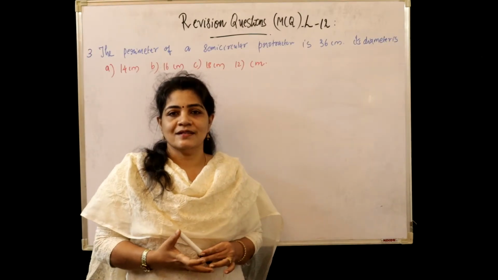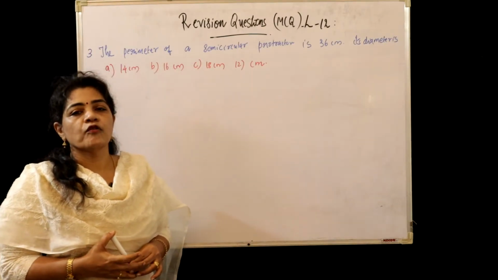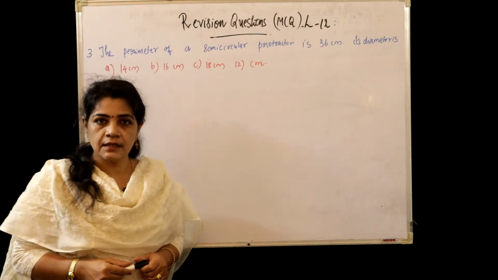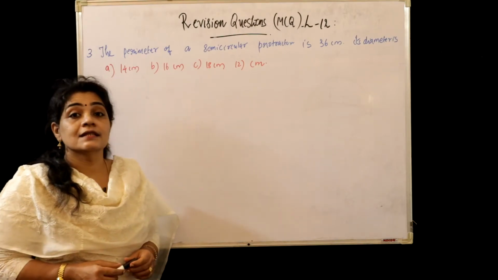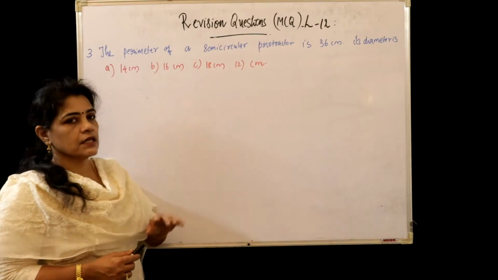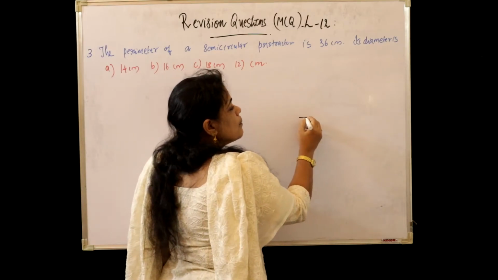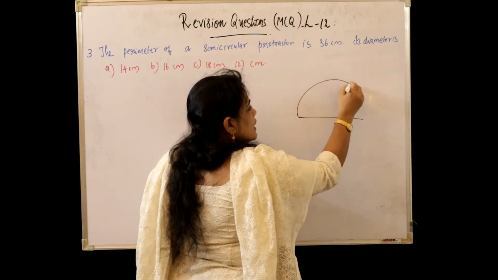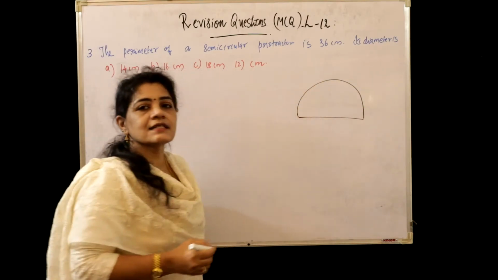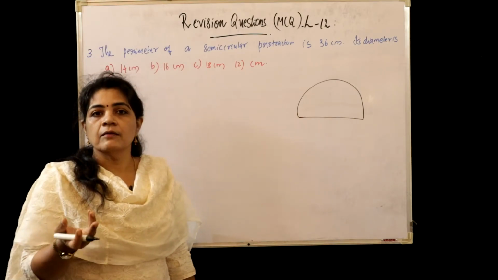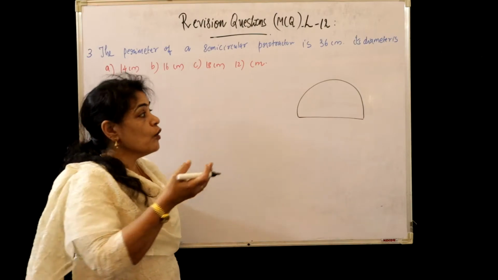Now the third question. The perimeter of a semicircular protractor is 36 centimeter. What is its diameter? The four options are given. We can draw a semicircular protractor, and its perimeter is given. By formula, what is the definition of perimeter? Perimeter is the distance along its boundary.